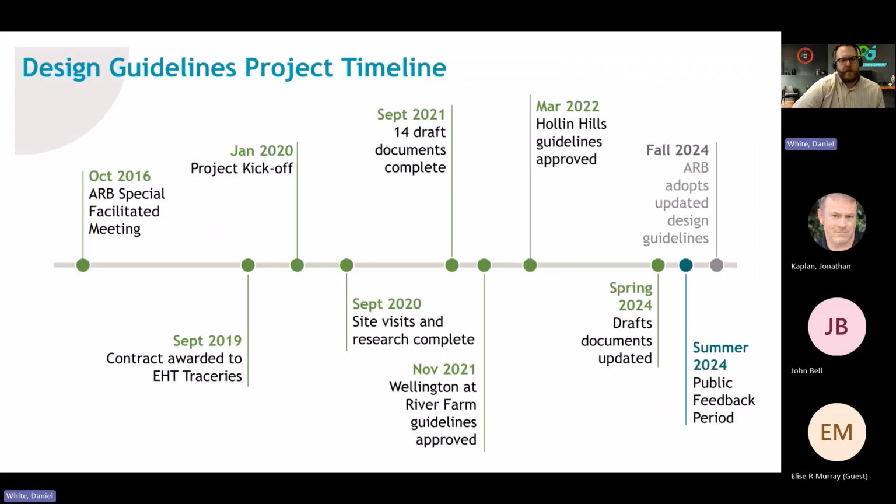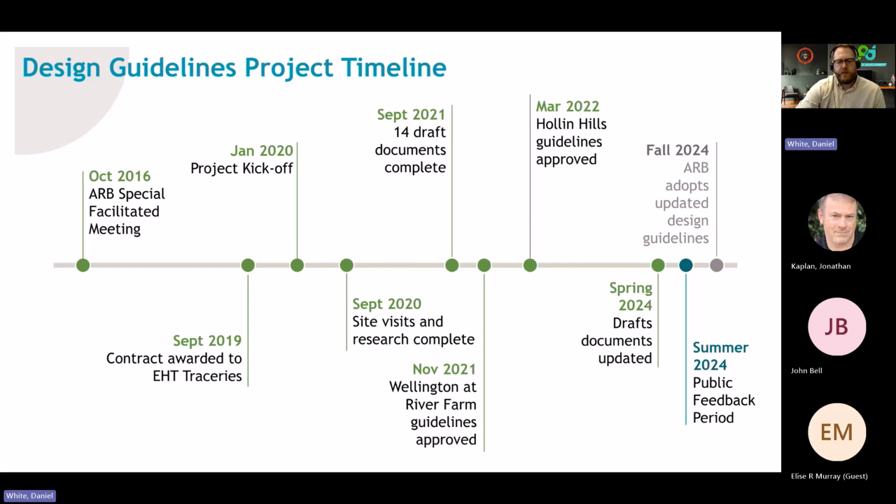This design guidelines project, which traces to 2016, was undertaken to create more detailed guidelines documents for all HODs while simultaneously making the documents easier to use. In fall of 2019, a contract was awarded to the project consultant, EHT Traceries. The consultant began work on the project in January of 2020 and completed drafts of the updated 13 district-specific documents and the newly created general document by September of 2021.